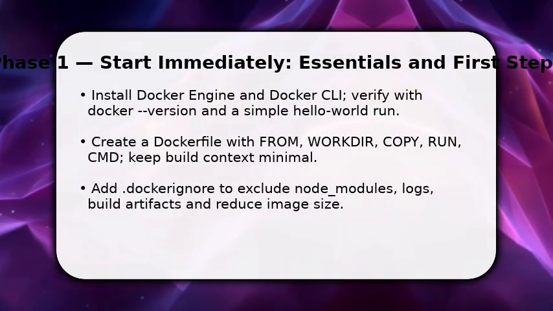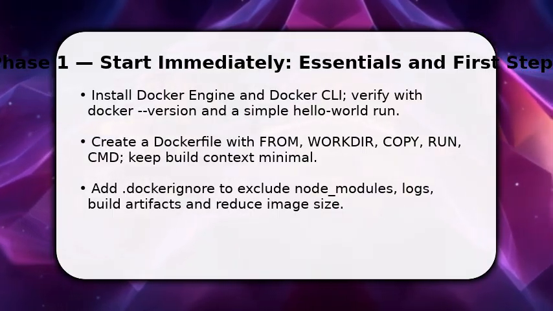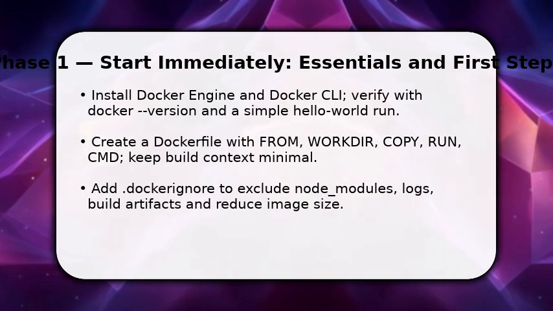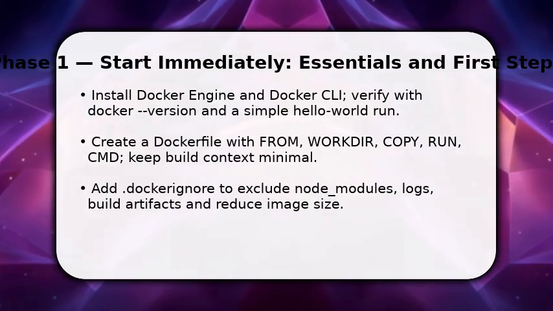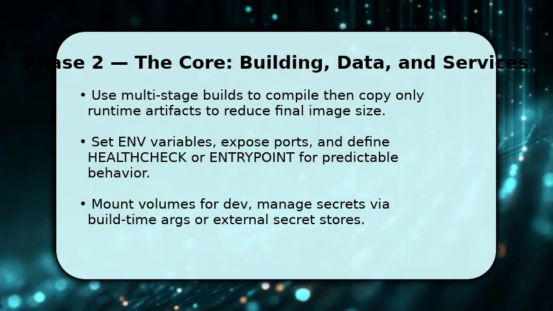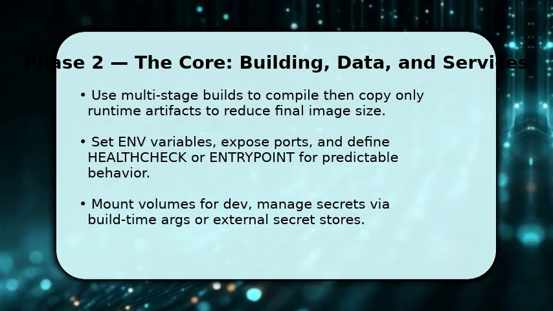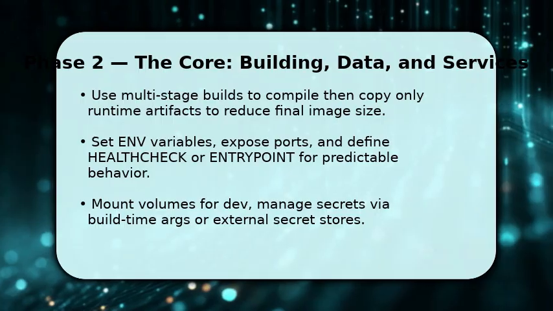Now build a first image locally with docker build -t app:local, so you can iterate quickly and catch early errors. Next, focus on the detailed execution. Implement a multi-stage build so compilers and dev dependencies don't live in the final image. Once the build stage finishes, copy only the compiled app into a slim runtime stage.